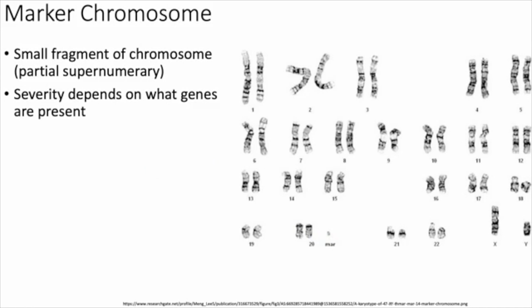So I had supernumerary Y syndrome, where you have an extra Y chromosome. Well, what if you have just a little tiny chunk of a chromosome? Who knows what genes are actually on that? And that's what affects the severity. You could have a marker chromosome of a gene that doesn't really affect much. Or you could have a region that has something really powerful that's going to cause a lot of problems. So it just depends.